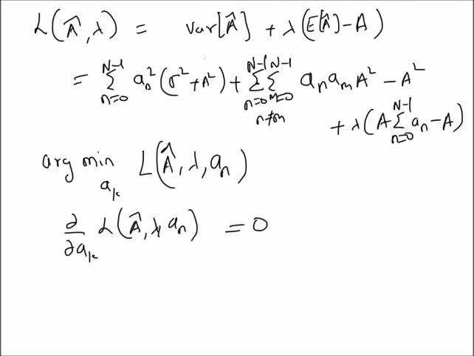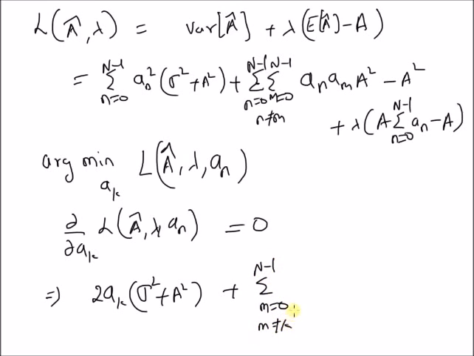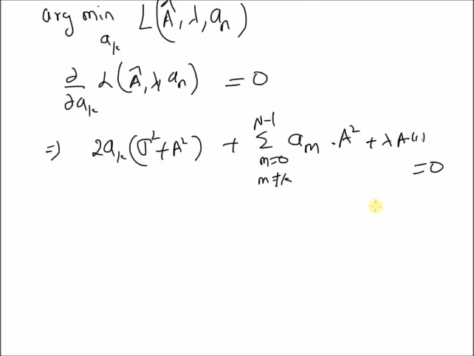So by differentiating this function with respect to a_k, we have the following results. The derivative of this term with respect to a_k should be equal to 2 times a_k into sigma squared plus a squared, and since n is not equal to m, the derivative of the double summation should be equal to the summation m equal to 0 to N minus 1, m not equal to k, a_m into a squared. That is the derivative of this one with respect to a_k. This derivative should be equal to 0, and this one should be equal to plus lambda a into 1, and this is equal to 0. Let us call this equation 2.